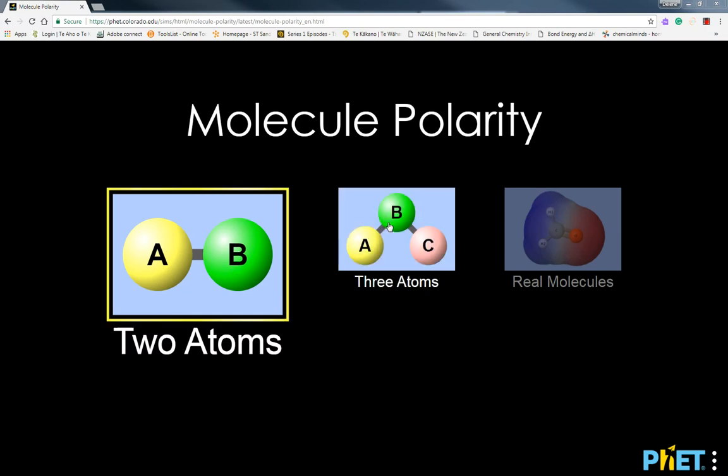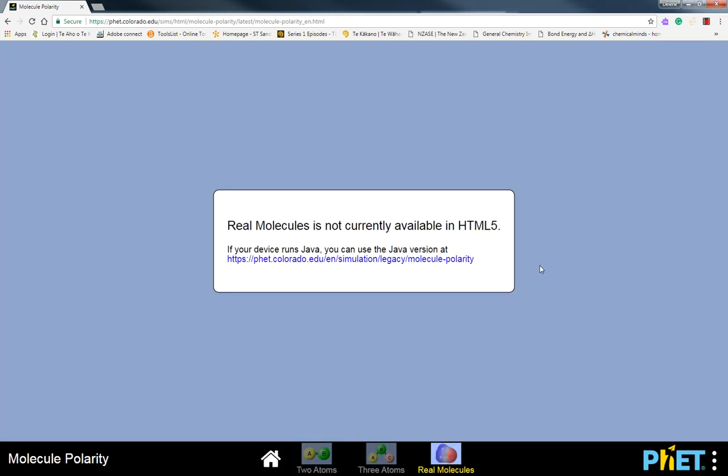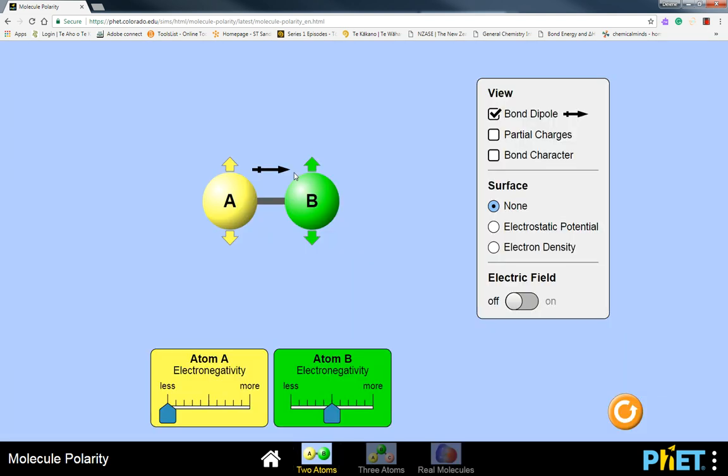Now, you've got 2 atoms, 3 atoms, or real molecules, but the real molecules is not available in this HTML version. You have to use the Java version. So let's start with the 2 molecules.